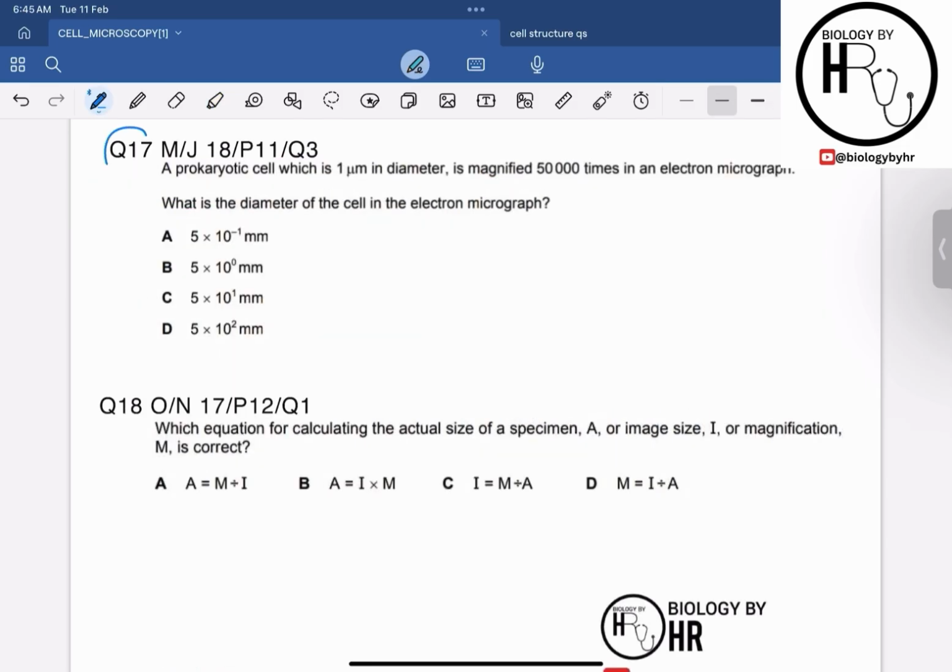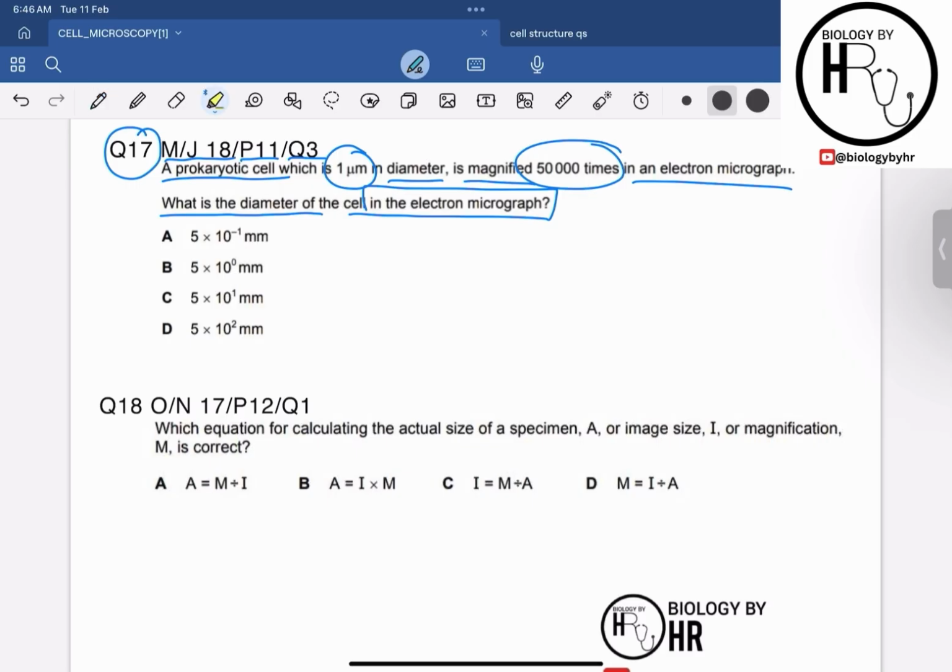This question 17 is from May June 18, paper 1 question 3. It says that a prokaryotic cell which is 1 micrometer in diameter is magnified 50,000 times in an electron micrograph. They are asking what the diameter of the cell is in the electron micrograph. As they are asking for the diameter of the cell in the electron micrograph, they are asking us about the image length, right? An electron micrograph is the image seen through the electron microscope, right?